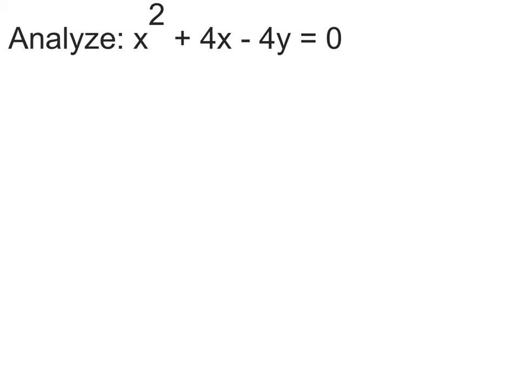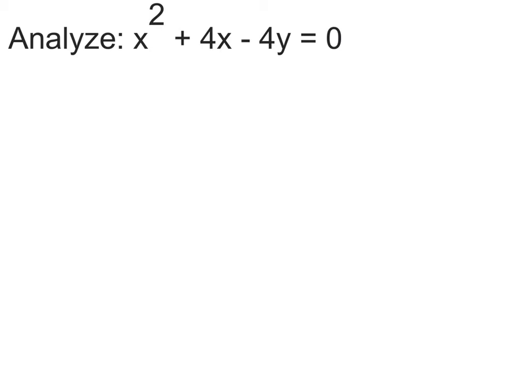All right, do you feel overloaded with information? Let's take a break and use that information and analyze the graph of this. So I have x squared plus 4x minus 4y equals 0. So let's try to find all those fun things like the vertex and the focus, etc., and then graph it so that we can put this into practice.